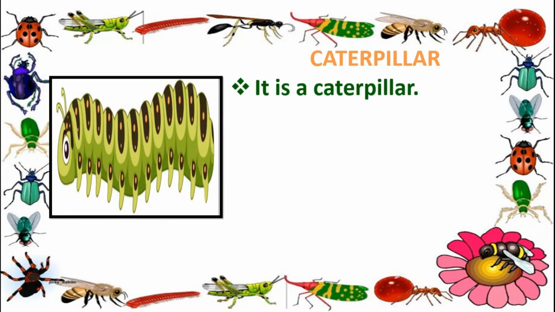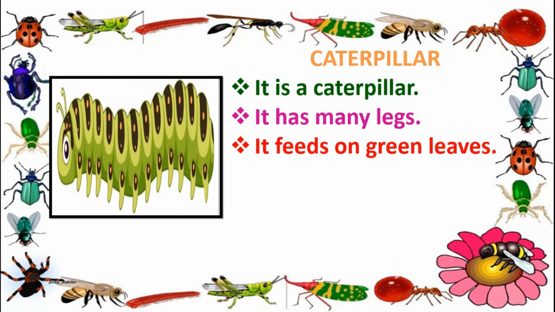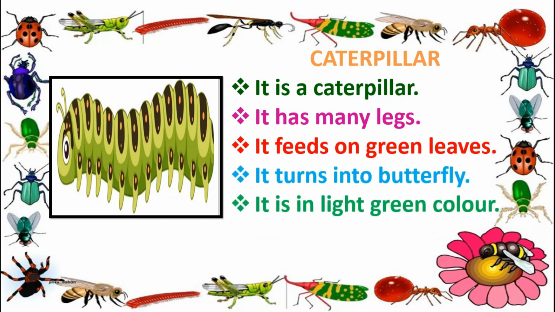It is a caterpillar. It has many legs. It feeds on green leaves. It turns into a butterfly. It is in light green color.